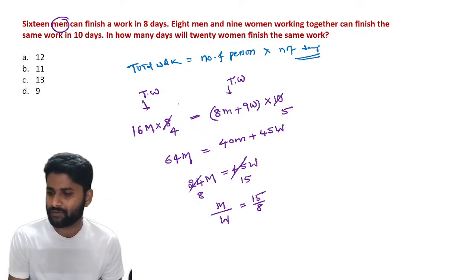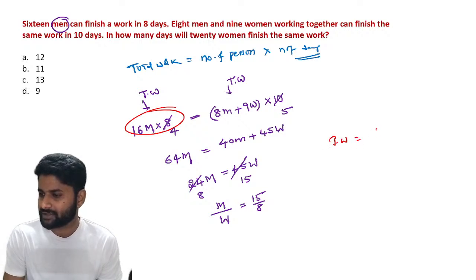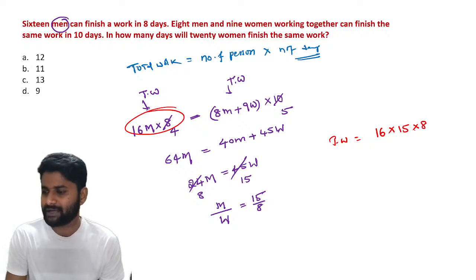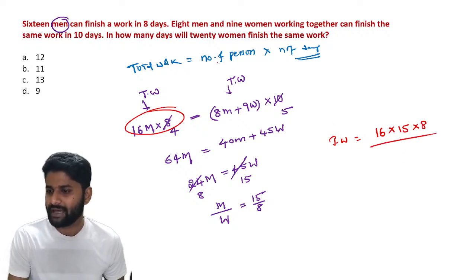Let's focus on the total work. You can take any one of the equations. I am taking it here. Here the total work is 16 men times efficiency 15 times 8 days. That is the total work. Now this total work we are assigning to 20 women.